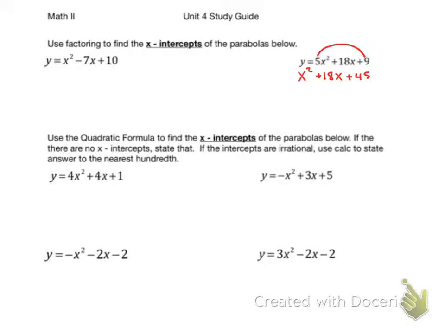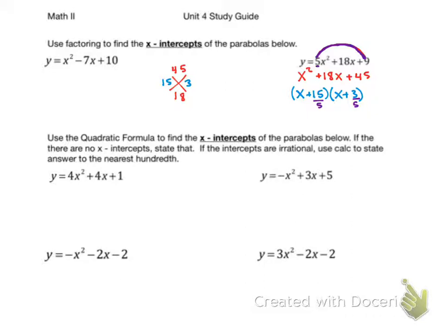And now we're looking for 2 numbers that multiply up to 45 and add to 18. The 2 numbers we'll be looking for are 15 and 3. So we're going to rewrite this as x plus 15 times x plus 3. And then we have to undo that multiplication by 5, so we're going to divide by 5.